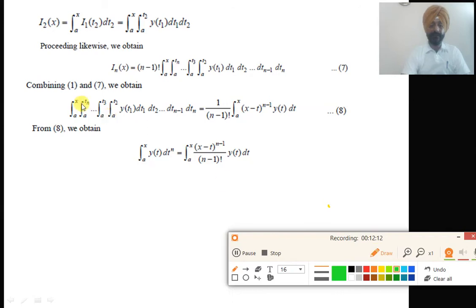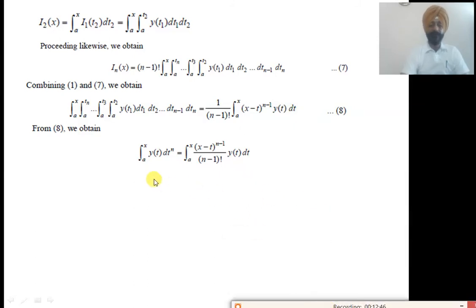Just see this multiple integral, we can write in this form, where t raised to the power n means its nth integral, and is equal to the integral from a to x of (x minus t) raised to the power n minus 1, over n minus 1 factorial, into y(t) dt. So, this we got the formula, and students should remember this formula very carefully.